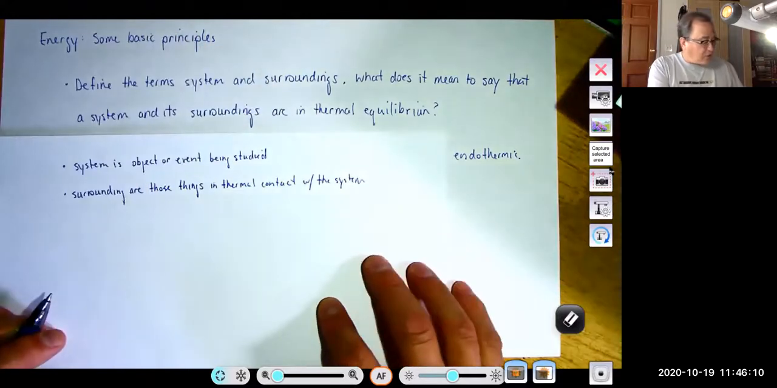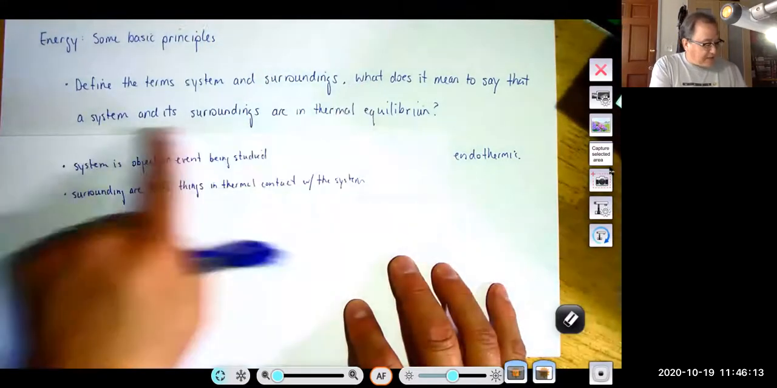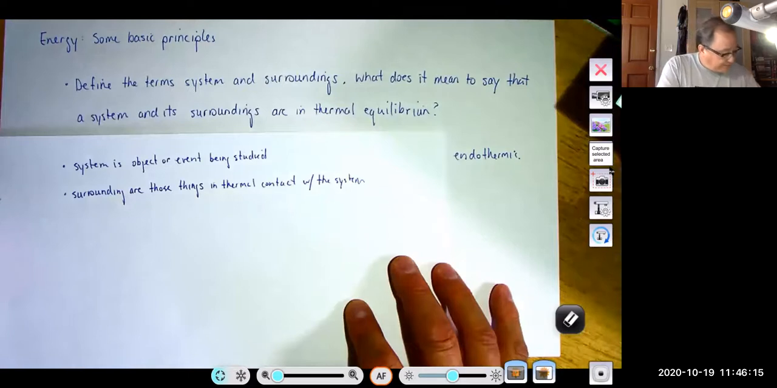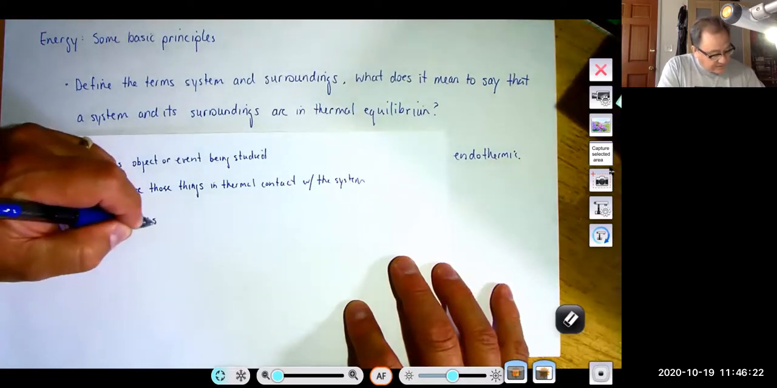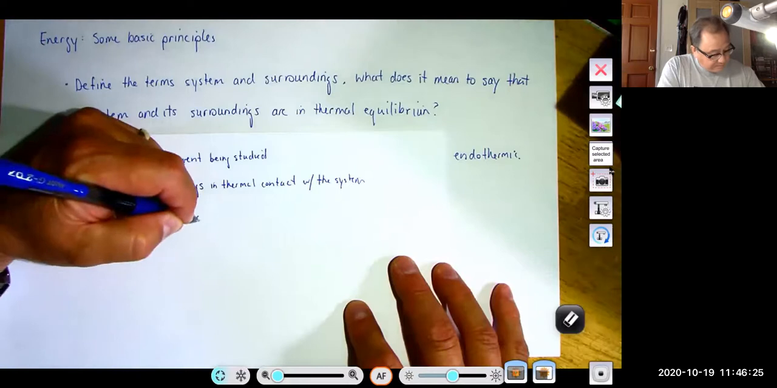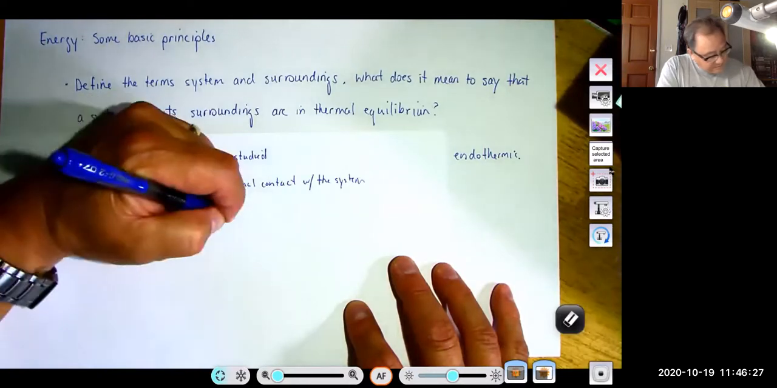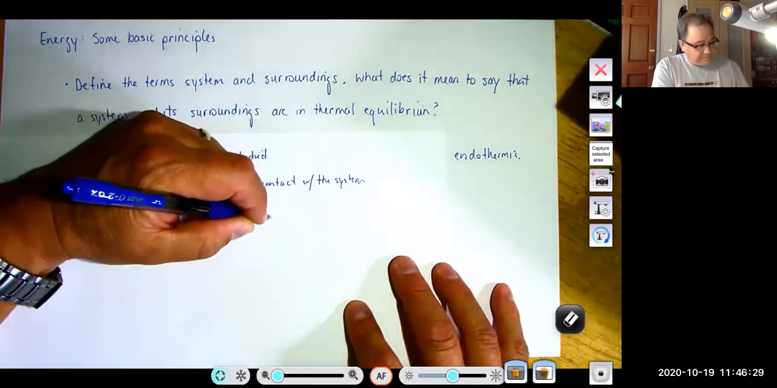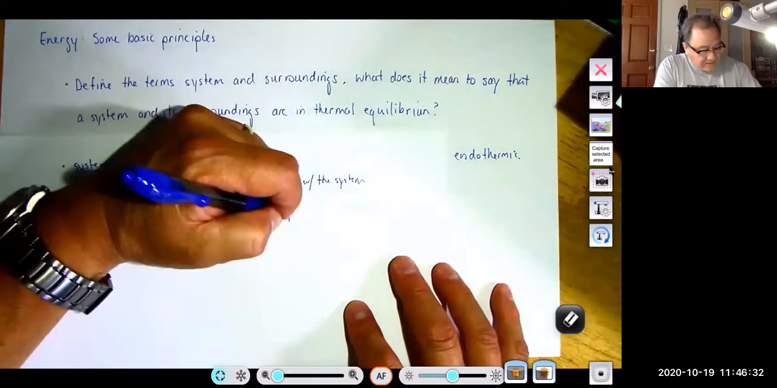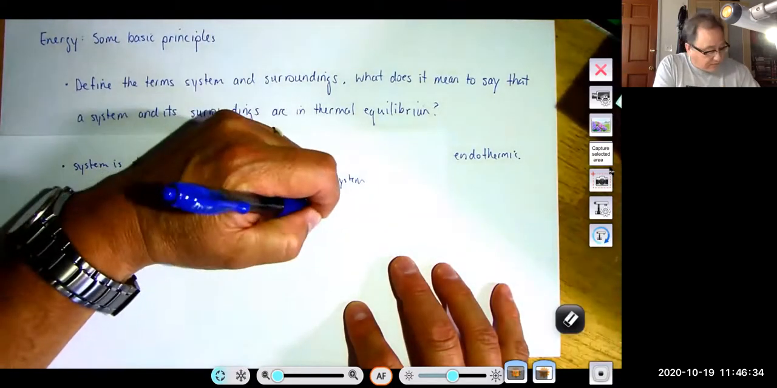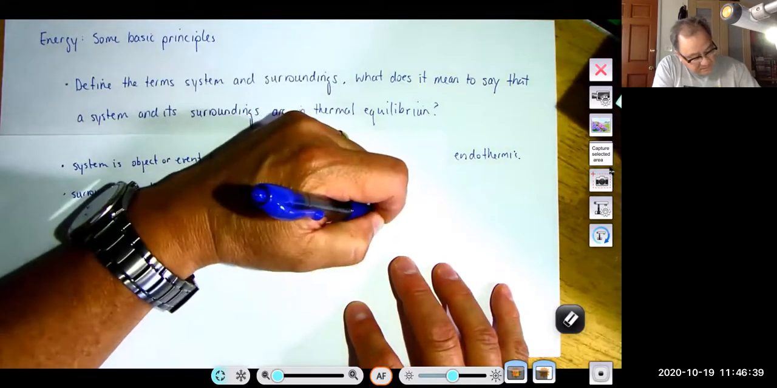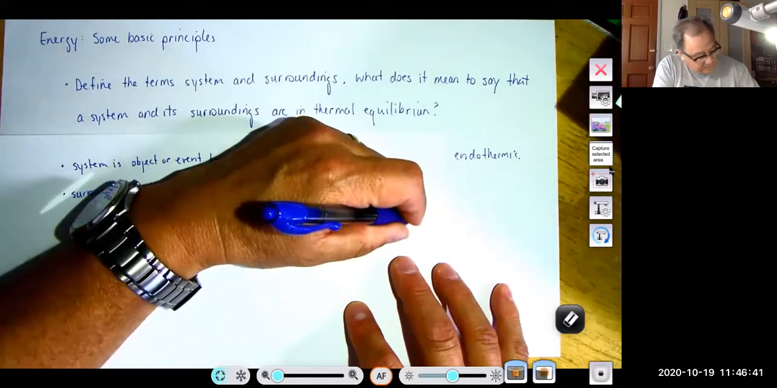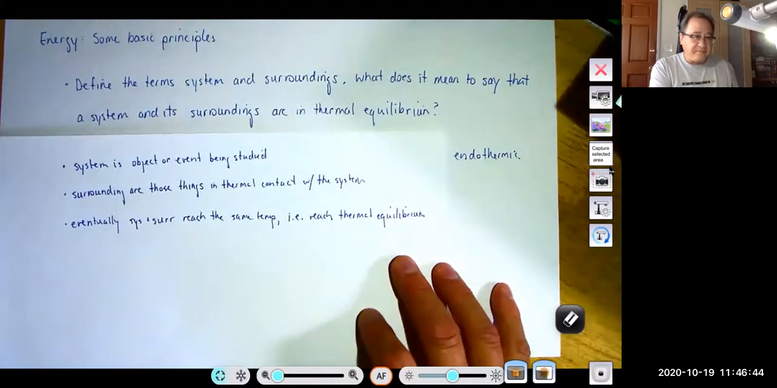Okay. So what does it mean to say that a system and a surroundings are at thermal equilibrium? Eventually, the system and the surroundings reach the same temp, i.e., reach thermal equilibrium. Okay, so there we go.